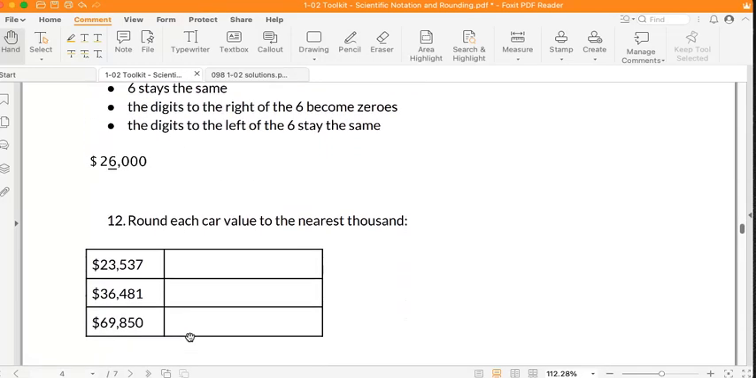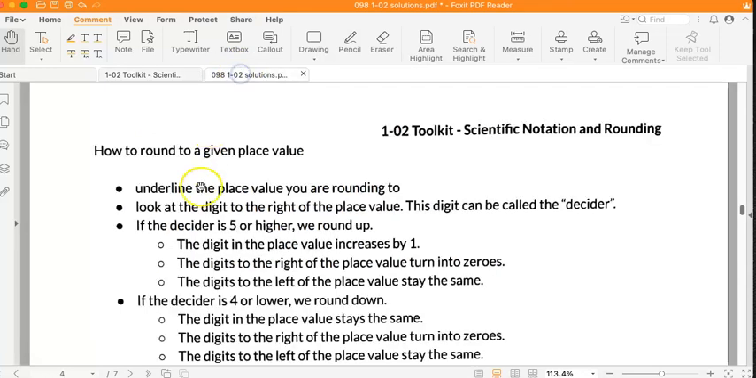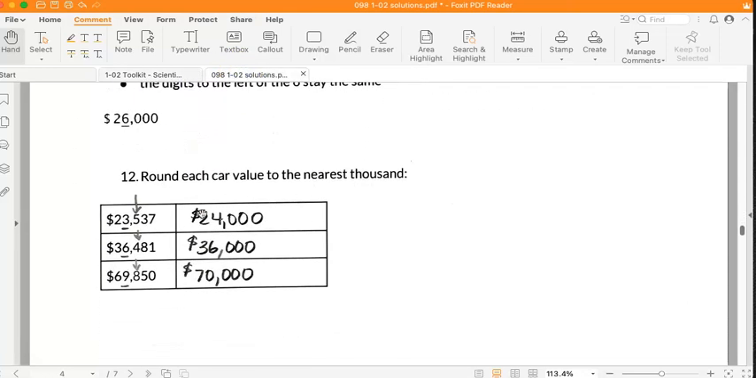So go ahead and round each of these numbers to the nearest 1,000 and then check your answers and see how you did. Okay, so here the place value is 3, that's the thousands place. 5 is the decider, so we round up to $24,000. And these become zeros.